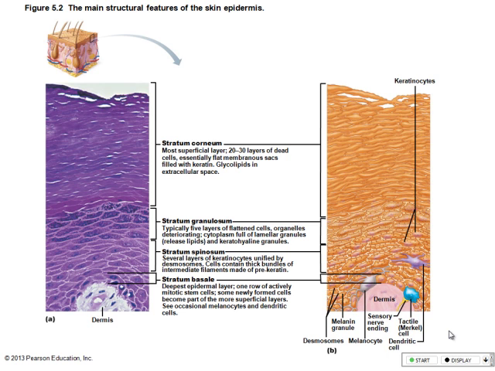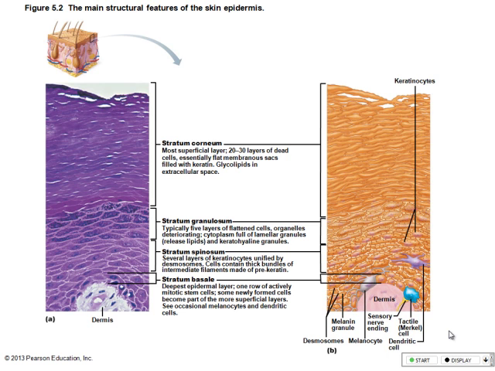So, stratum basal, deepest layer, closest to the dermis. This is where the cells are born. The epithelial cells are born in the stratum basal, and then they move up. As they move up, we're going to see keratin production in the stratum spinosum. The cells are called stratum spinosum because they actually start to look spiny almost and rough around the edges. You can see that in the histology slide over there.